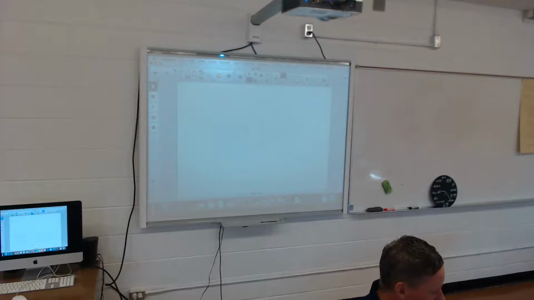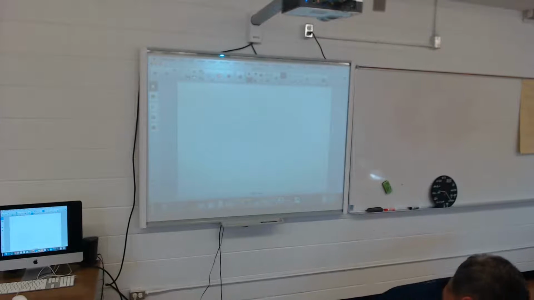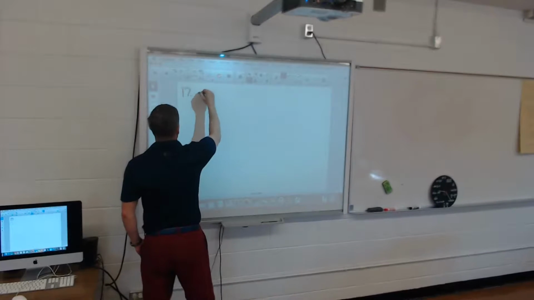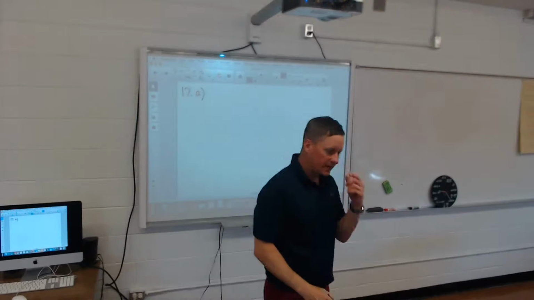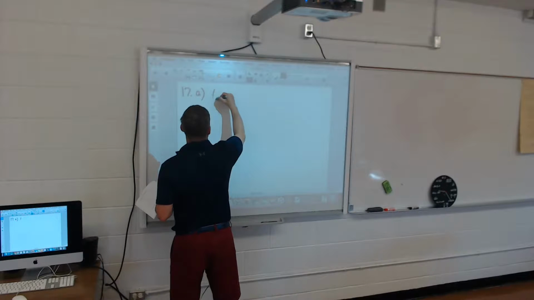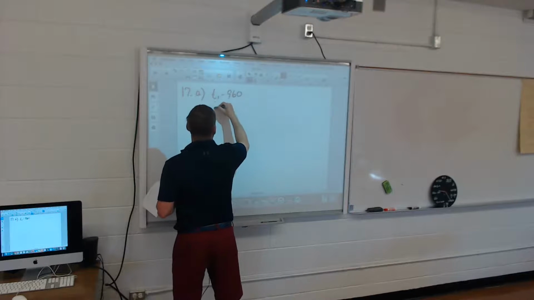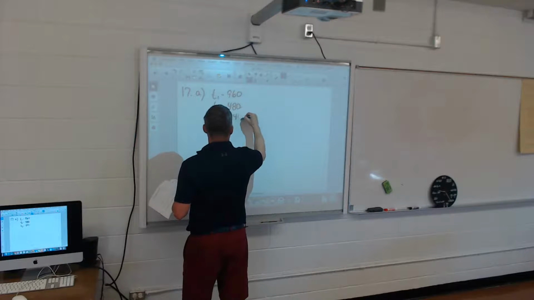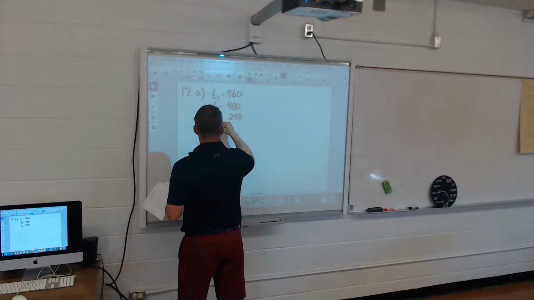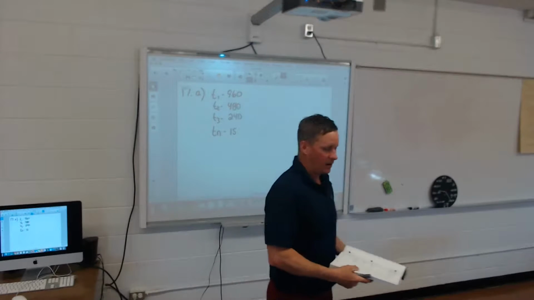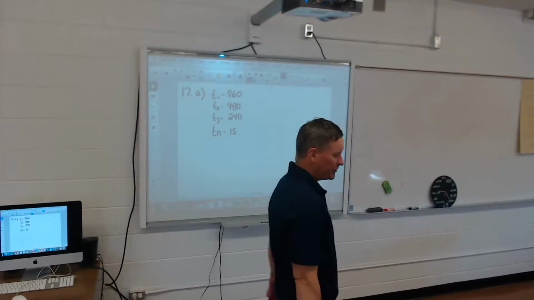All right, let's do 17A. So 17A starts at 960. So t to the 1 is 960, t to the 2 is 480, t to the 3 is 240, t to the n is 15, and it wants us to find out what the sum of this geometric series is.